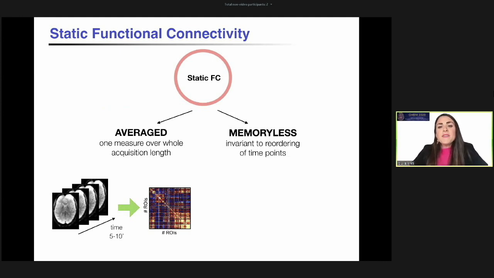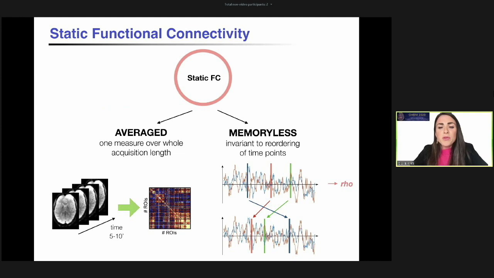The second property is being memoryless, meaning that static functional connectivity is invariant to the reordering of time points. We can take an example, our two time courses that are characterized by the correlation raw. If we actually permute time points, the resulting time courses would be always characterized by the same correlation, because the correlation is a metric that does not take into account the influence between subsequent time points. So time points are considered actually as independent samples.